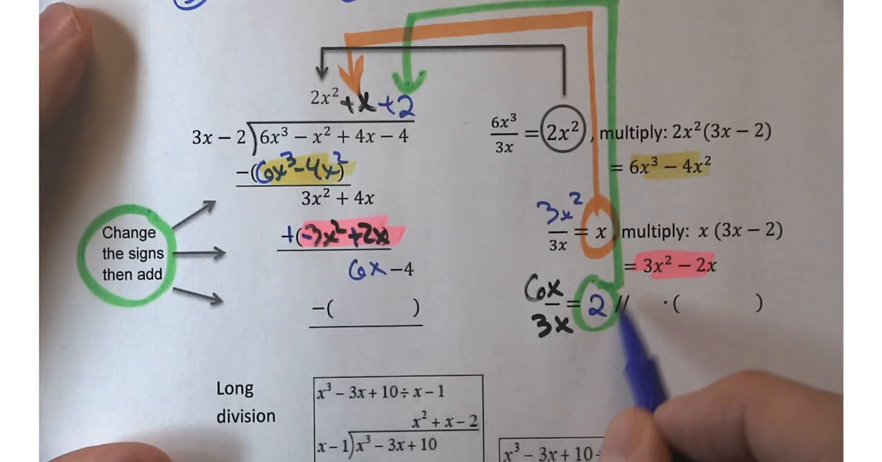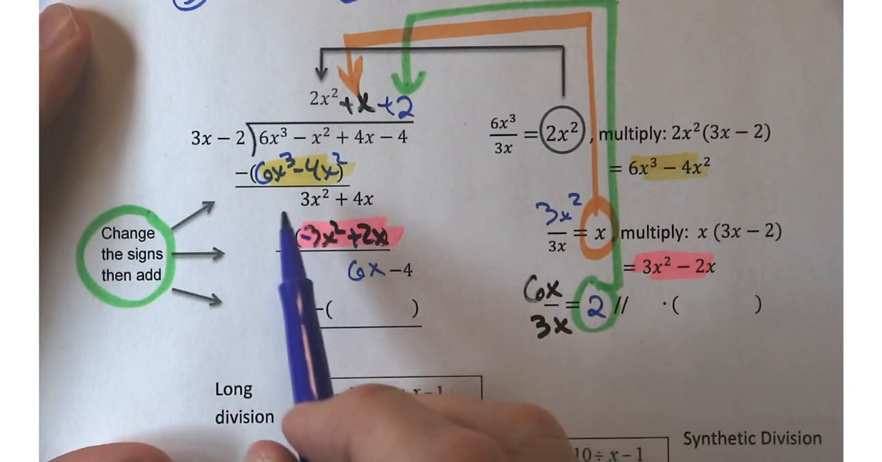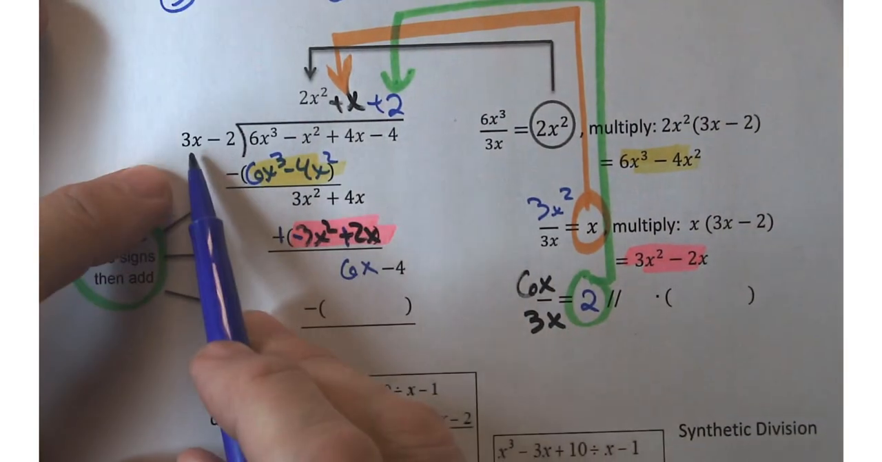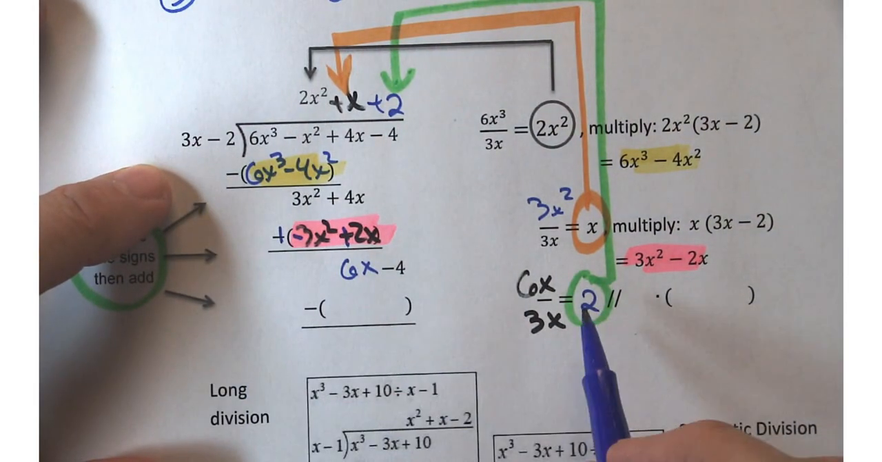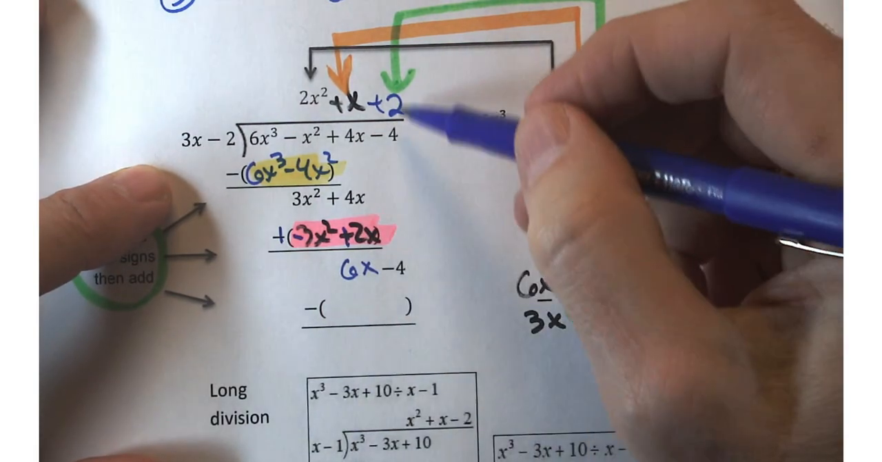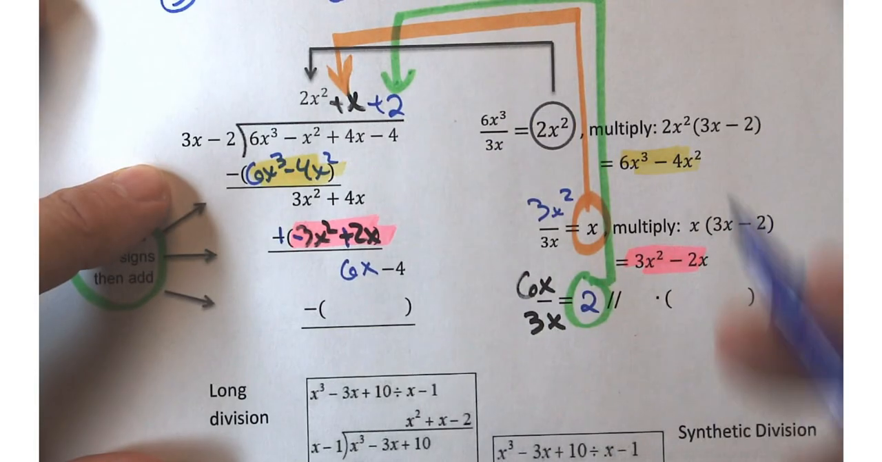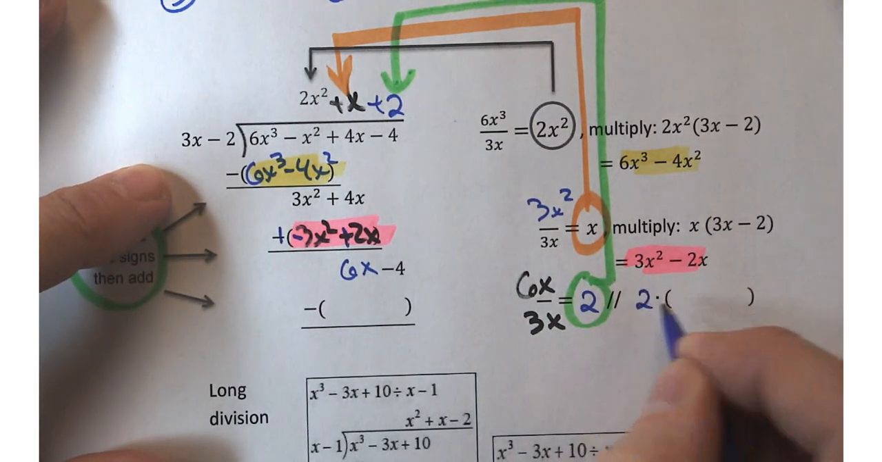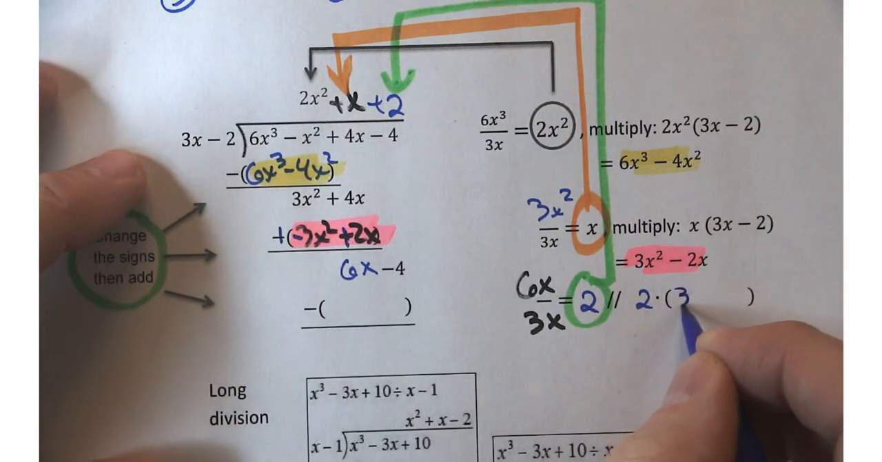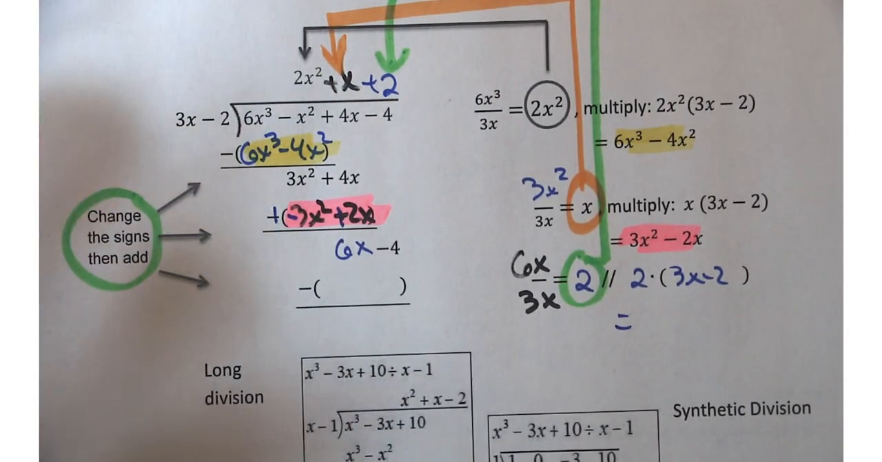So this is just a little break here. You should be taking the 6x dividing by that leading term here. 6x divided by 3x gives me 2. I'll put that up here. This is telling me that this is the last step. I'm going to be done after I finish this step. Let's take the 2 times the 3x minus 2. And let's see what that gives me.